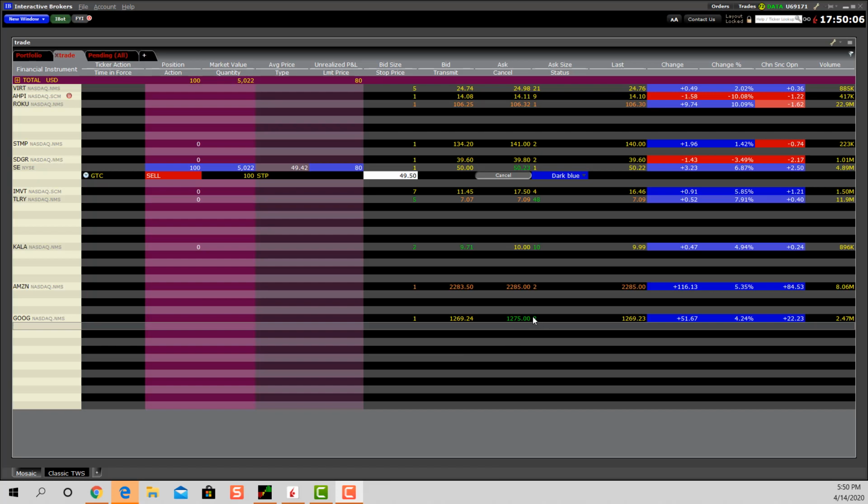Of course, the market is closed right now, but when the market is open, these prices would be changing. They would be going up or going down.